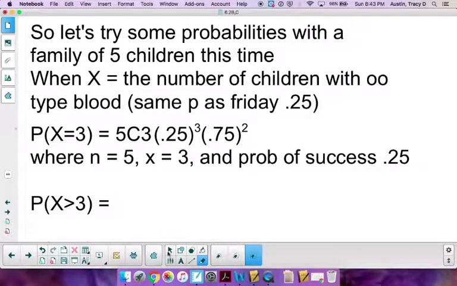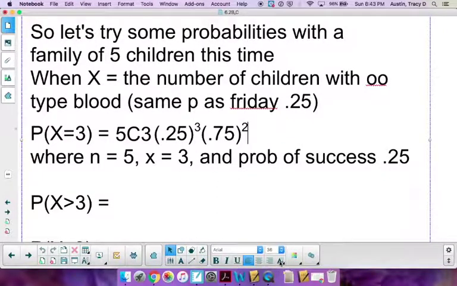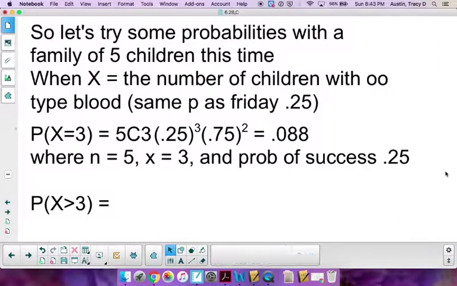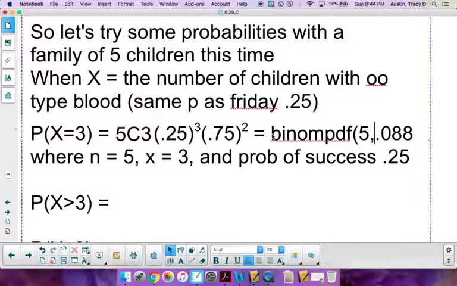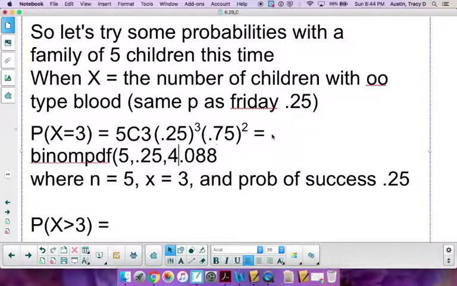I thought I put it in. Guess I didn't. Okay, so that should give you 0.088. So 0.088 or 8.8% basically. Again, that would be a binomial PDF with 5, 0.25, 3. Nope, not 4, 3. That should be the setup for that.